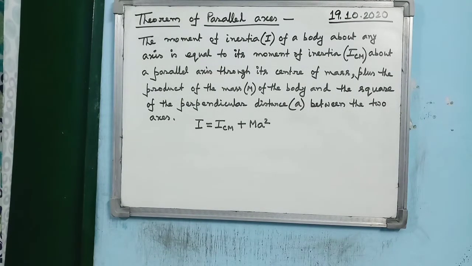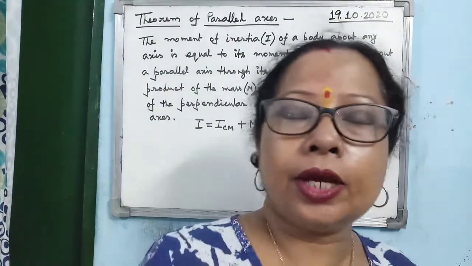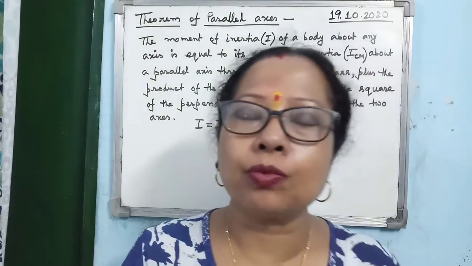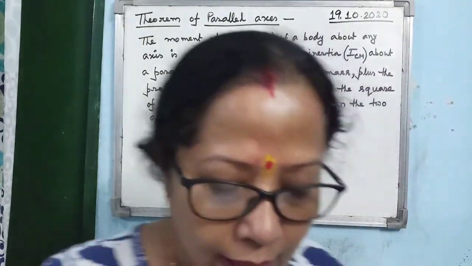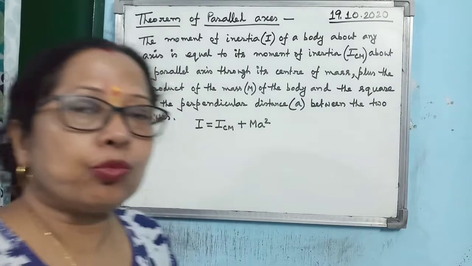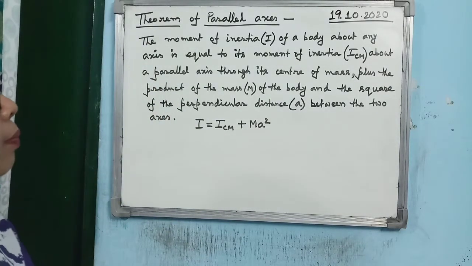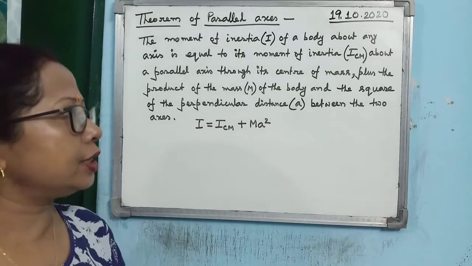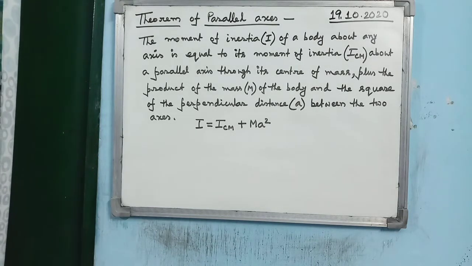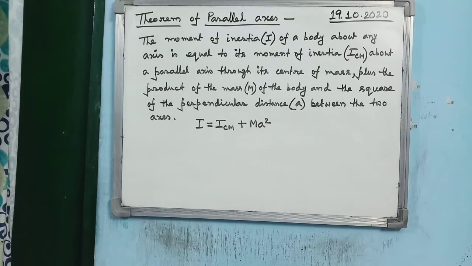So I am starting the next topic of the rotational motion chapter. Next one is the theorem of parallel axis for moment of inertia. Now what the theorem states is that the moment of inertia of a body about any axis is equal to its moment of inertia about a parallel axis through its center of mass plus the product of the mass of the body and the square of the perpendicular distance between the two axes.